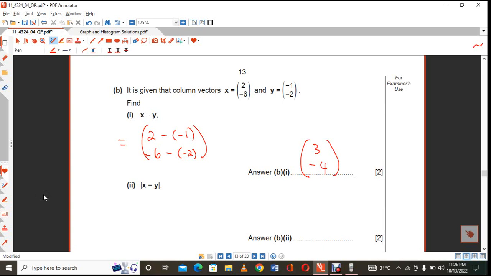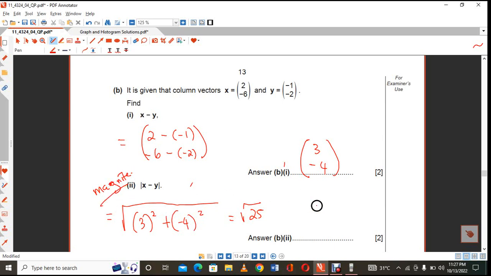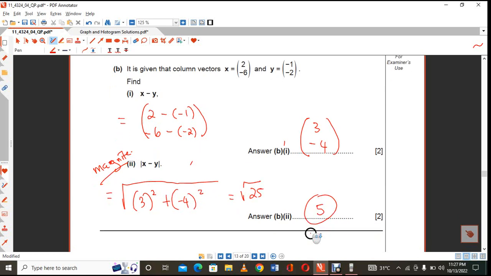Okay, so when you are looking at Roman 2, what they are looking for is the magnitude of the vector. So we use Pythagoras' theorem to calculate the magnitude of the vector. We know already what the vector is, so we'll use Pythagoras' theorem. That is going to be 3 squared plus negative 4 squared. Of course, this is going to give you root 25, and its magnitude should be a positive value. Okay, the length of that.